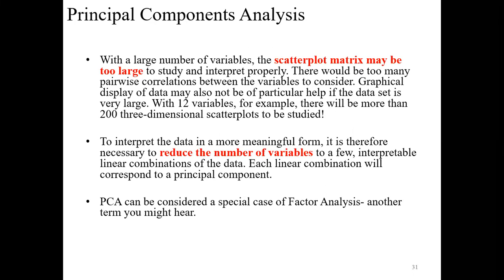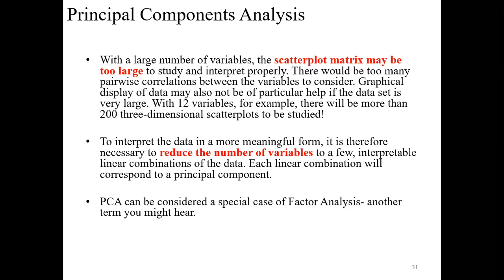So like I was saying earlier, when you have a large number of variables, your scatter plot matrix may be too large to study and interpret. There would just be too many pairwise correlations between the variables to consider. So, if you have 12 variables, there are going to be more than 200 three-dimensional, taken three variables at a time, 200 three-dimensional scatter plots to be studied, and you can't keep that kind of stuff straight. So what we want to do is to reduce the number of variables from the original set to a few more interpretable linear combinations of the data, okay?